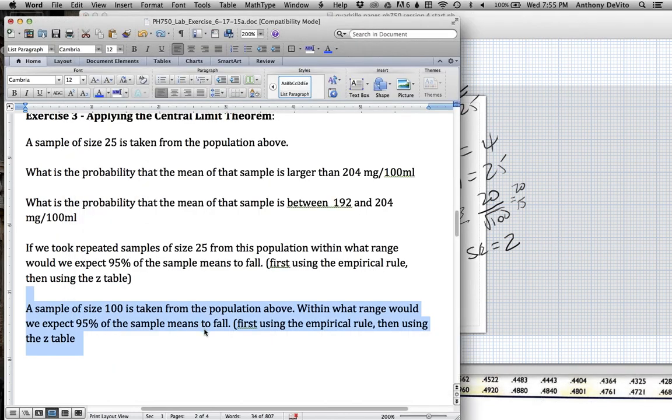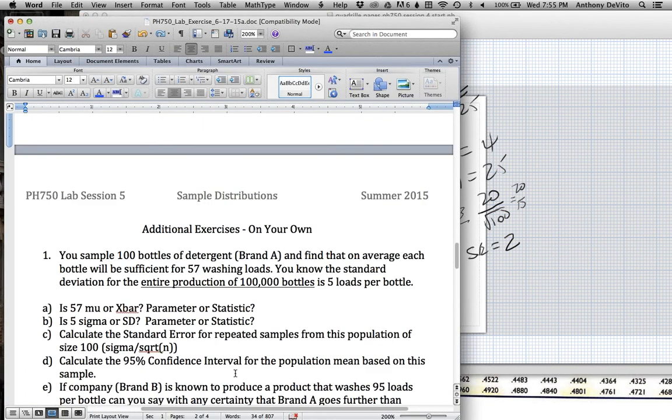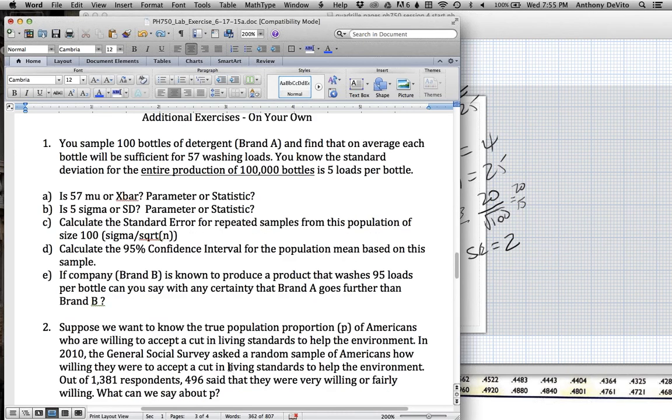Okay, so now let's take a look at another example. You sample 100 bottles of detergent and find that on the average, each bottle will be sufficient for 57 loads. On the average, right? Some of them will do 53, some will be 67, some will be 61. First of all, when you look at these things, you've got to filter out all the extraneous information. It doesn't matter that it's bottles of detergent and washing loads.